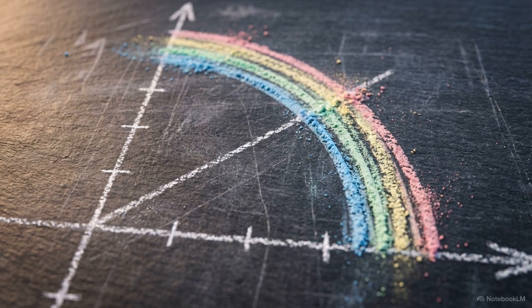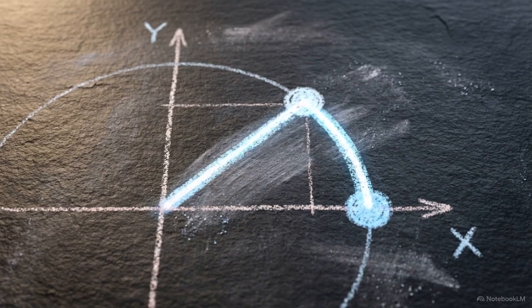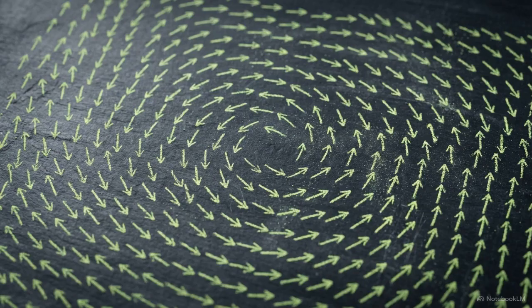Let's test this by applying a specific vector field to a segment of a circular path, evaluating from t equals 0 to t equals pi over 4. We will analyze the field where the vector components are F of x, y equals xy i plus yx j.